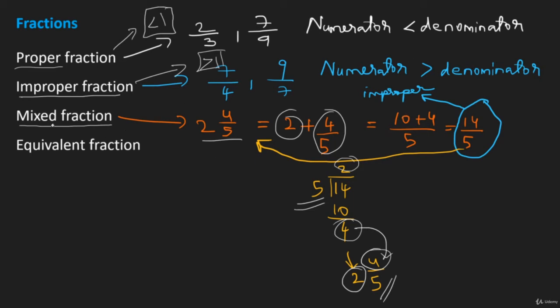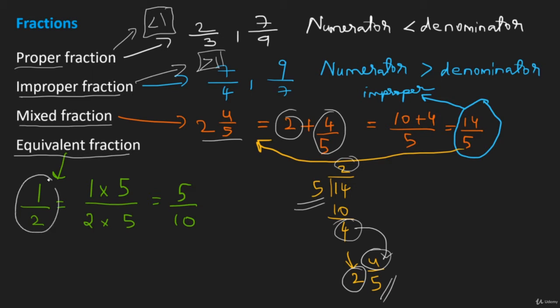Alright, the next term that we learn over here is equivalent fractions. Say you have a fraction 1 by 2. If you multiply the numerator and denominator with the same number, you will get an equivalent fraction. So I have 1 by 2. Let me multiply the numerator and denominator with 5. So I get 5 by 10. Now 1 by 2 and 5 by 10 are both equal to 0.5. So both are equal, right?